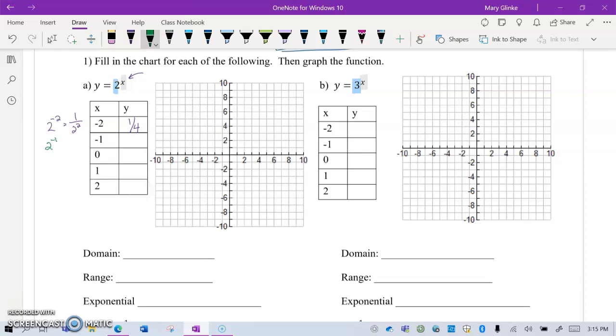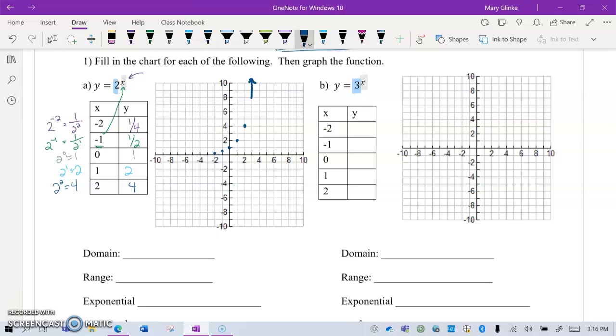For the next one, you're doing 2 to the negative first power. We're just plugging x in. That becomes 1 over 2 to the first power, or 1/2. 2 to the 0 power is 1. 2 to the first power is 2. And 2 to the second power is 4. Once we've plugged all of those in, we can go ahead and start graphing them. So (negative 2, 1/4), (negative 1, 1/2), (0, 1), (1, 2), and (2, 4).